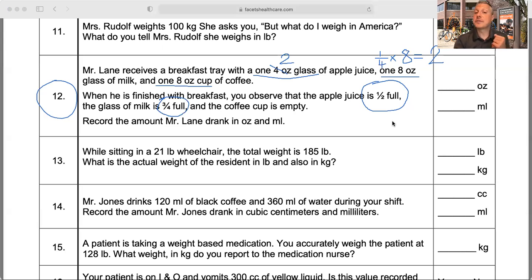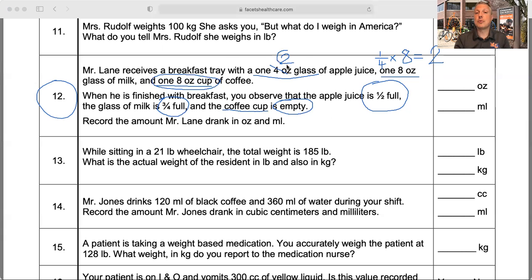So 3/4 full, meaning out of those 8 ounces, 6 ounces are still there in the glass, and then 2 ounces were consumed by Mr. Lane. So again, 3/4 full does not mean that you drank 3/4 of it. That means that you drank 1/4, and 1/4 of 8, or 1 divided by 4 times 8, is 2. So that's our intake. And then the cup of coffee is empty. Of course, is empty. They went after the coffee. So that means they've consumed all of the 8 ounces of coffee.